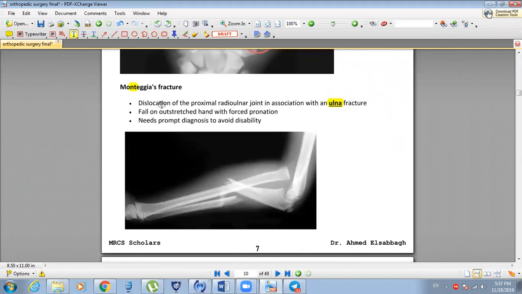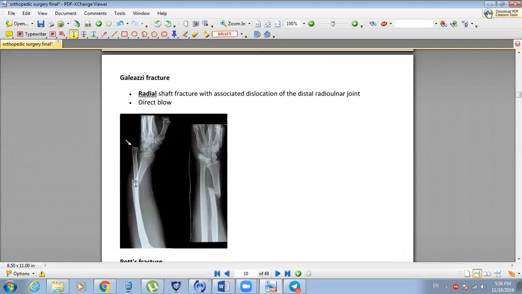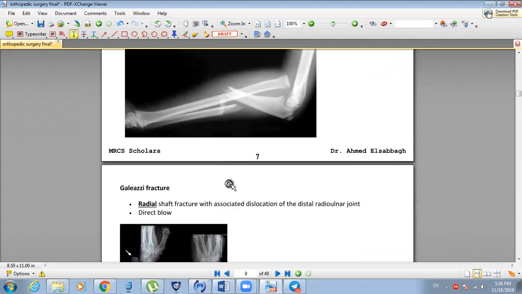So Monteggia fracture, as we can see in this picture, is a fracture of the ulna associated with proximal radio-ulnar joint dislocation. So in Monteggia there are two problems: ulna fracture and proximal radio-ulnar joint dislocation. In Galeazzi, there is a radial fracture with distal radio-ulnar joint dislocation. These are Galeazzi and Monteggia.